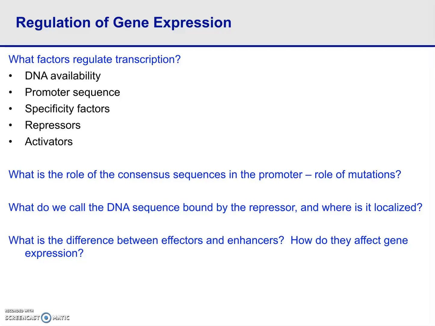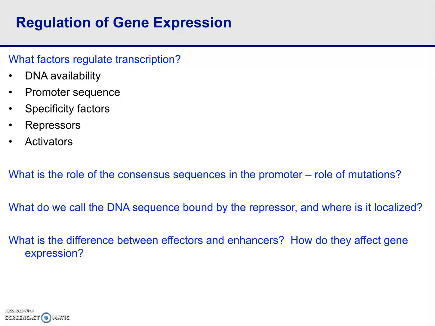Now, what do we call the DNA sequence bound by the repressor, or where is it localized? First, what is a repressor? A repressor is a protein or compound that binds to downregulate transcription. The sequence bound by a repressor is called an operator. It is located near the promoter in bacteria or much farther away in eukaryotic cells.